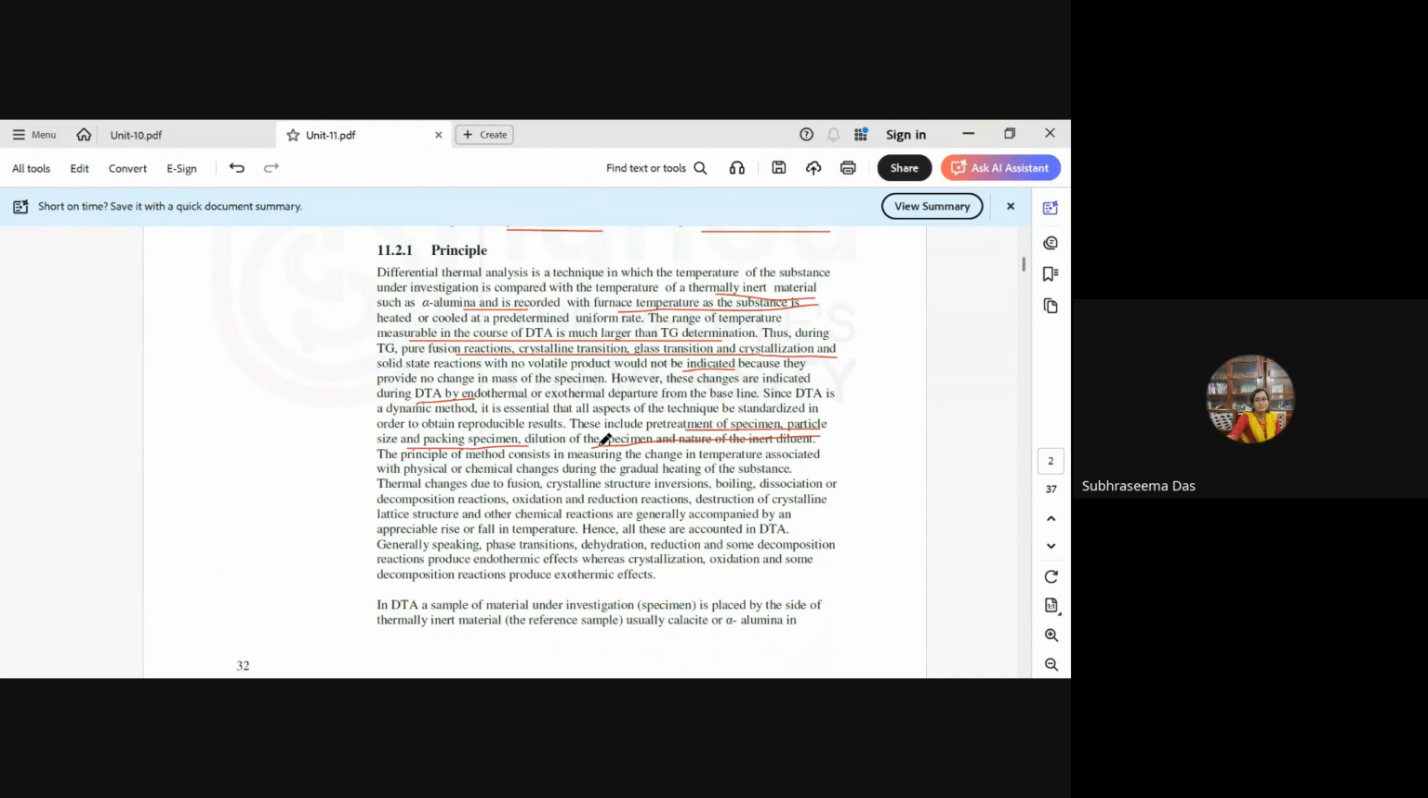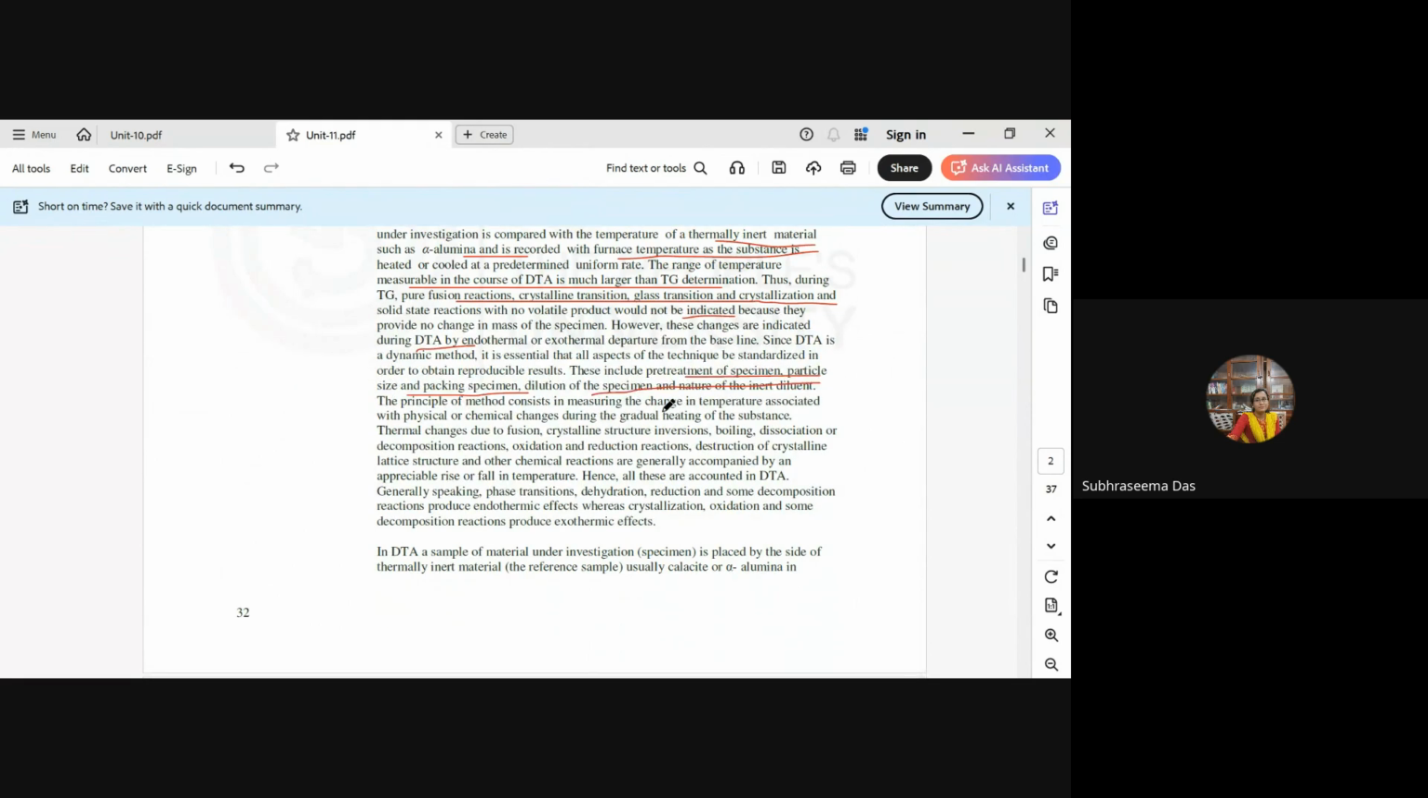So the principle of the method: it consists in measuring the change in temperature associated with the physical or chemical changes during the gradual heating of the substance. The thermal changes due to fusion, crystalline structure inversions, boiling, dissociation, and oxidation-reduction reactions are all accompanied by a rise or fall in temperature. Thus, they are all measured in DTA.